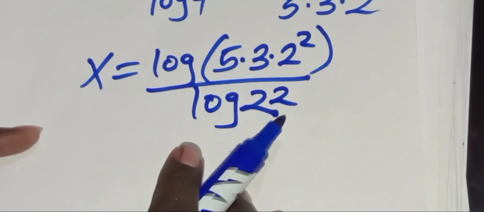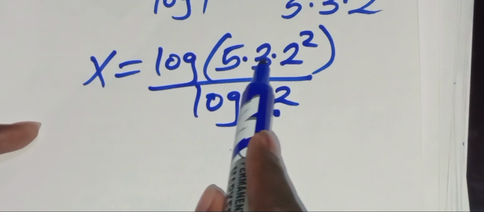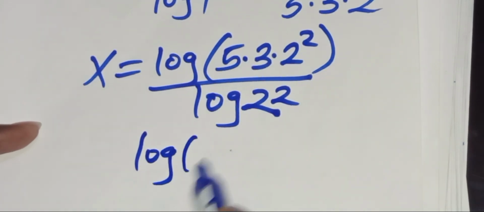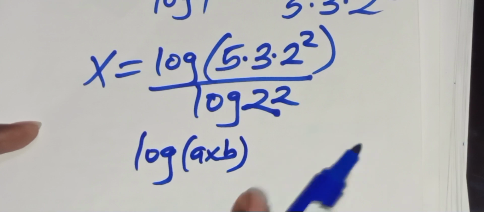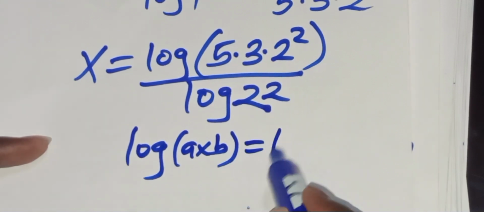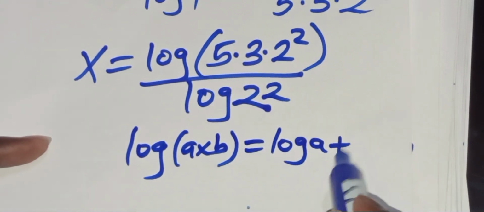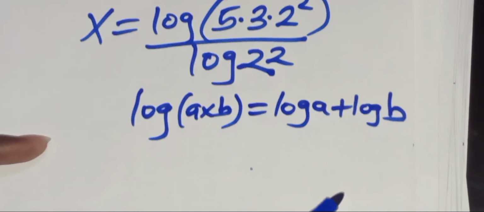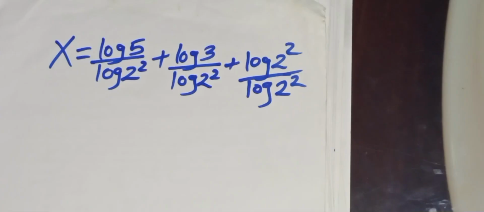Now, from what we have here, we find that log of 5 multiplied by 3 multiplied by 2 to power 2 is in the form of log a multiplied by b, which we can express as log a plus log b. Now, applying this logarithm property, we have x is equal to log 5 divided by log 2 to power 2 plus log 3 divided by log 2 to power 2 plus log 2 to power 2 divided by log 2 to power 2.